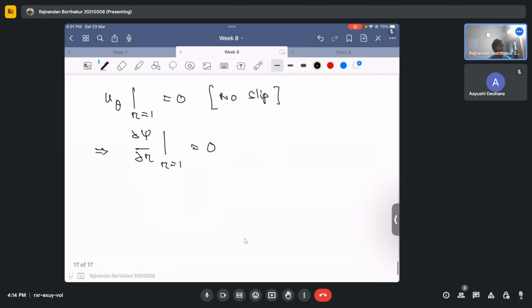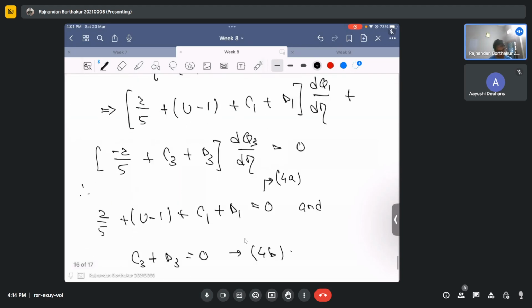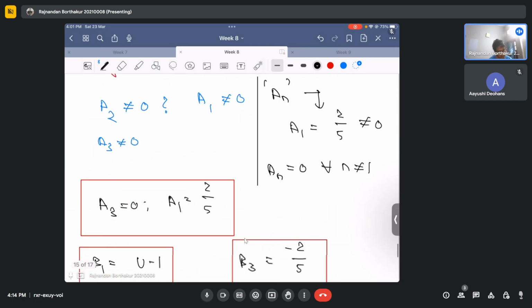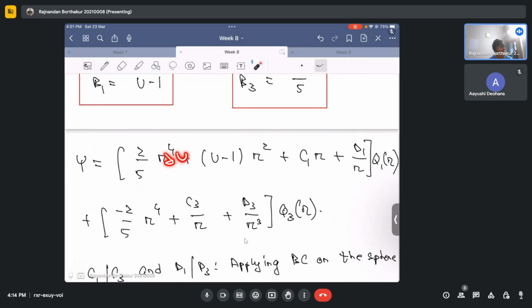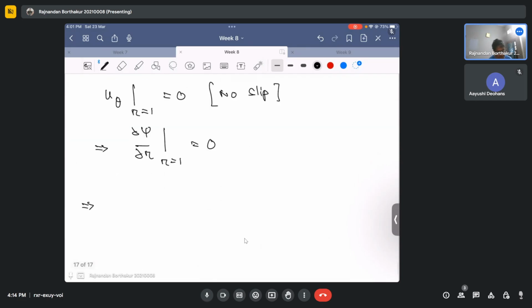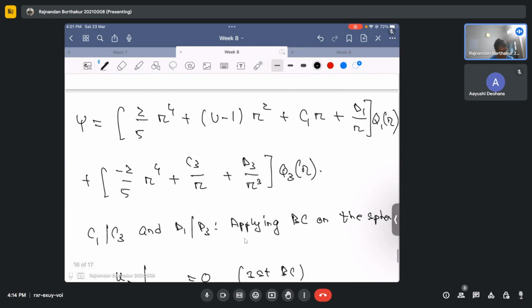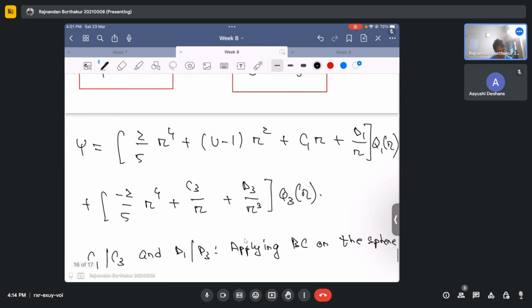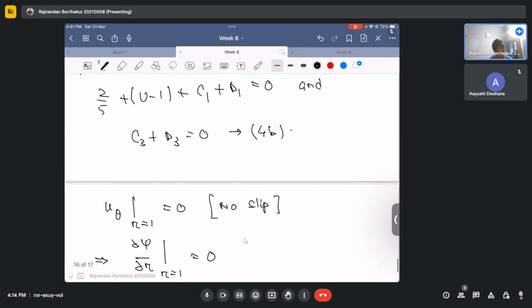And if you do this, what you need to do is basically find the del psi by del r from here. Let's try to get what is del psi by del r. So let's do this. The first term, if I evaluate del psi by del r, would be what? It would be 8 by 5 r cube.